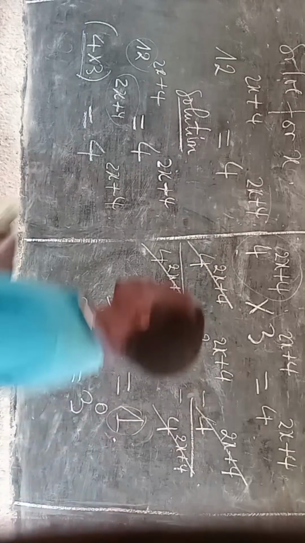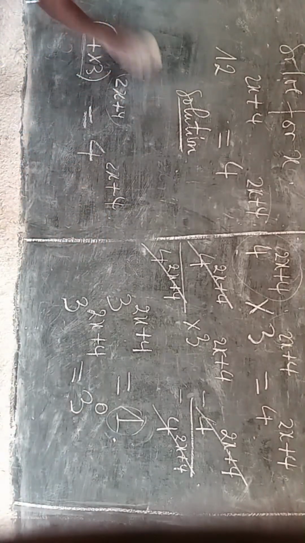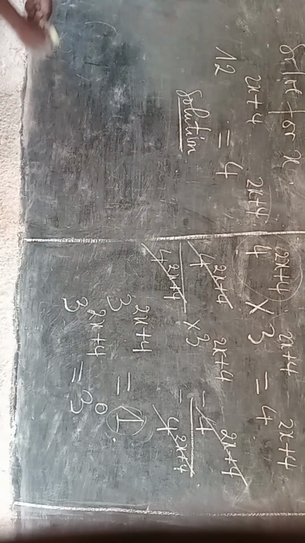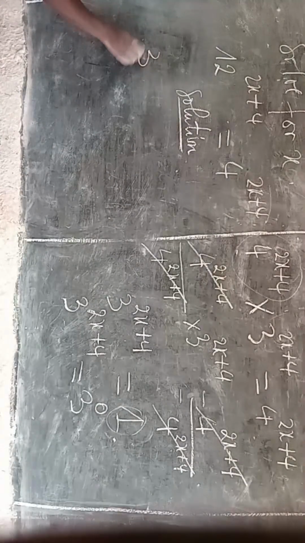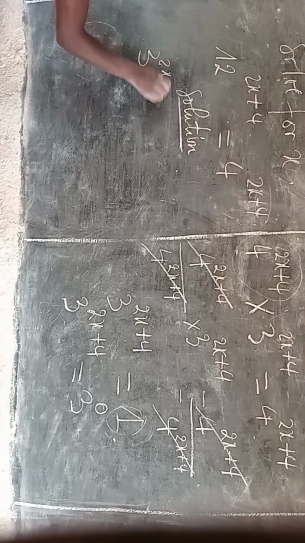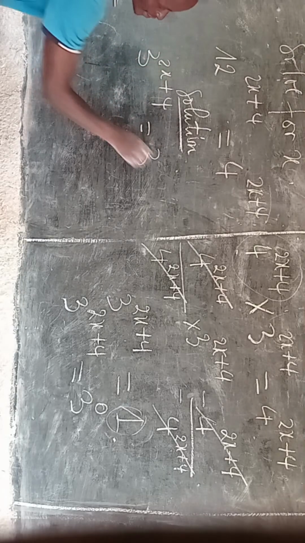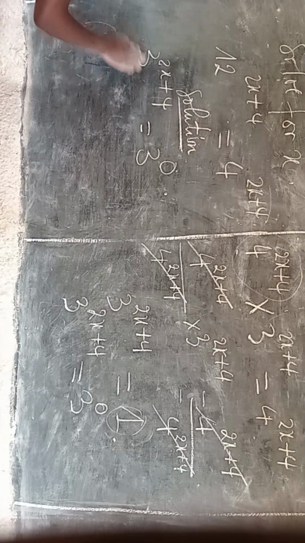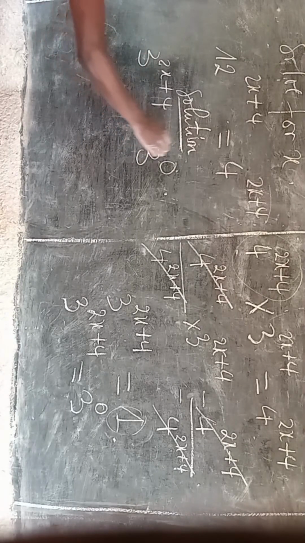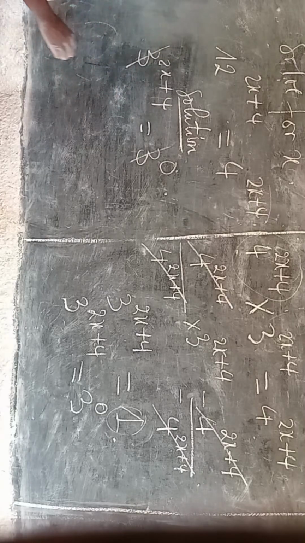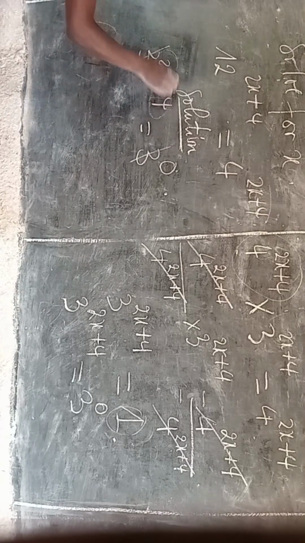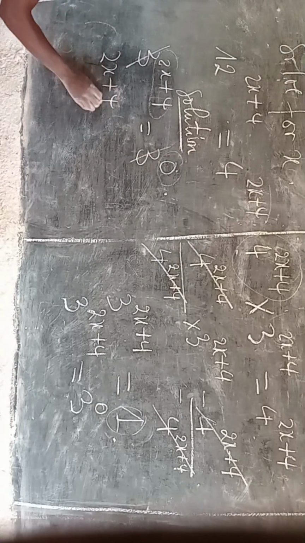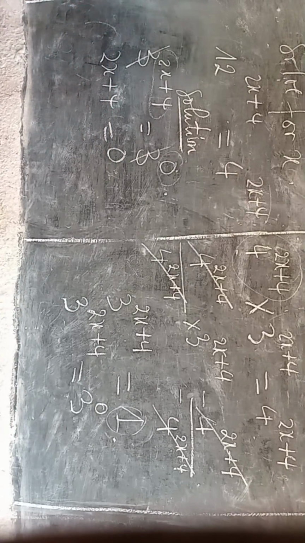Now let us continue. We have 3 power 2x plus 4 is equal to 3 power 0. Now when we have a similar base, you cancel those two similar bases and you write their powers. It is 2x plus 4 is equal to 0.